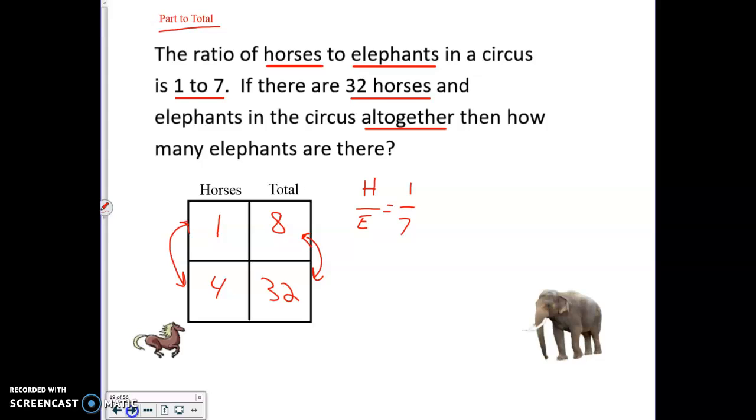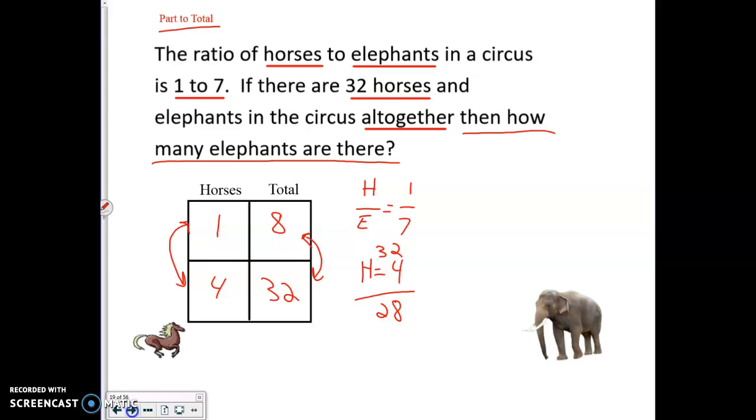All right, so I know that there are 4 horses. My horses number equals 4. But now I've got to figure out, again, what is the question asking? Then how many elephants are there? Okay. So now how many elephants are there? So if we have 4 horses and we need a total of 32 animals combined, I would need to subtract 4 from 32 and realize that it should be 28.